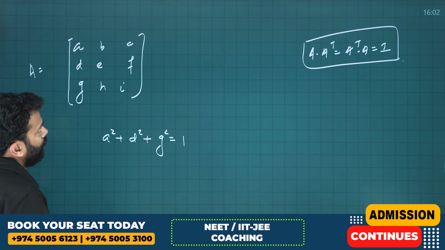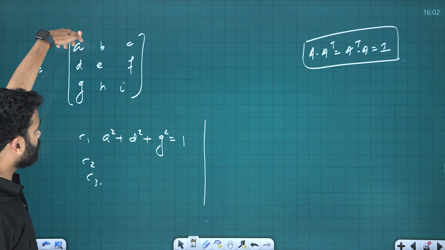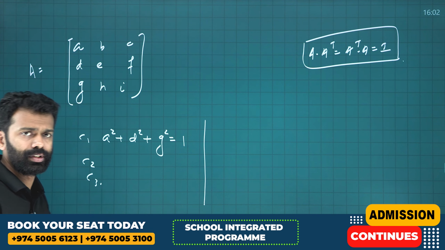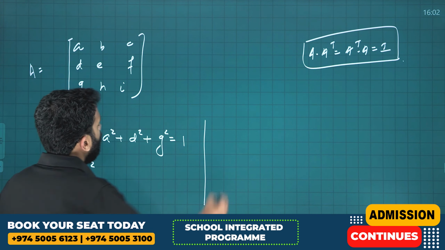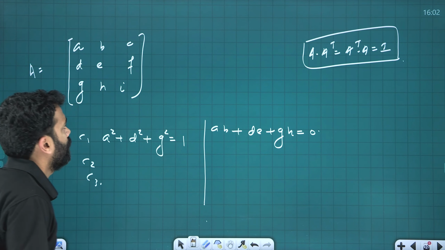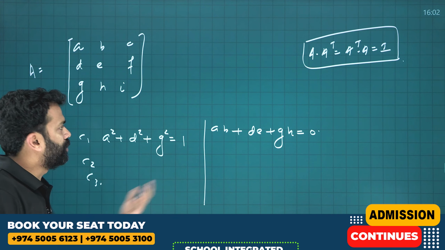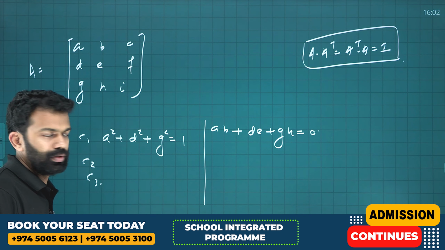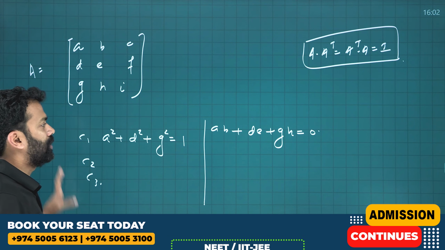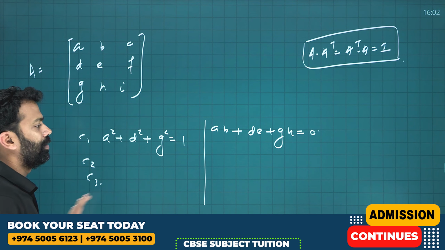There is one more property: if you multiply the corresponding elements in column 1 and column 2, or any two columns, and add them, the resultant will be 0. That is AB plus DE plus GH is equal to 0. Like that in the other cases also. So these are the two things you need to consider while doing these types of questions. Now if you got this, please note this down. We are going to do that question within 10 seconds.